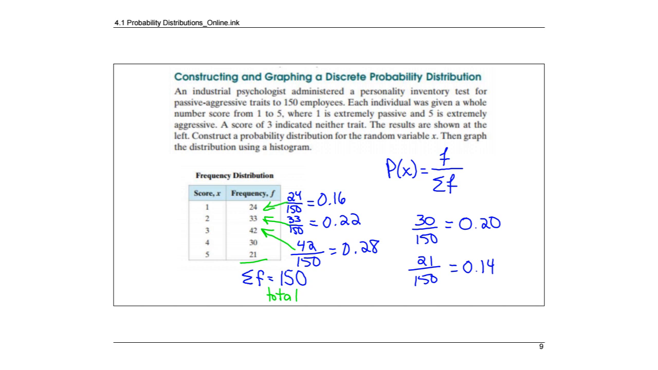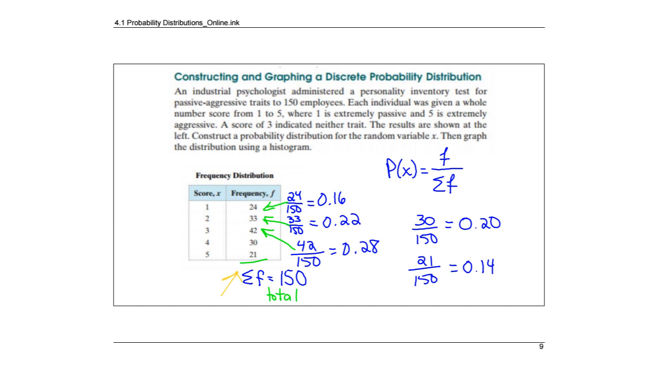So we have 1, 2, 3, 4, and 5 for our scores. So those are discrete. The results are shown in the table below. And we want to create the probabilities. So what we're going to do is, they did tell us the total was 150, but I went ahead and added them up here. So I added the frequency column. That gave me 150.